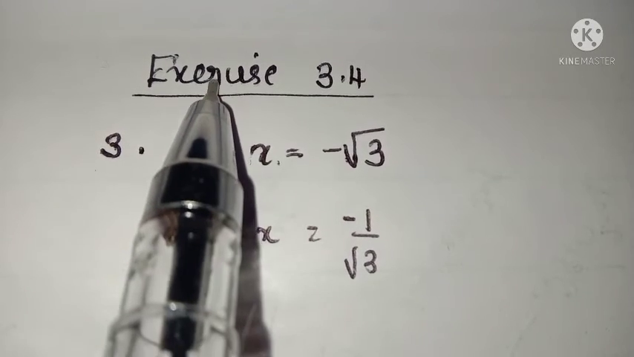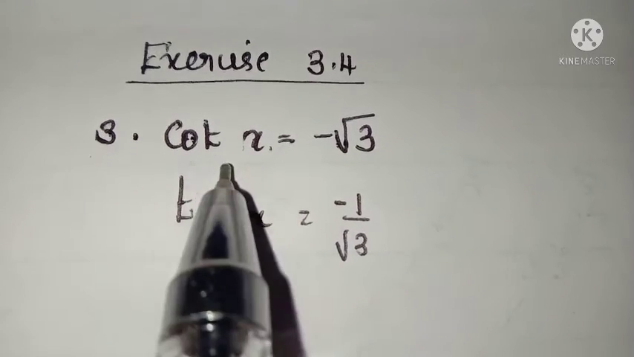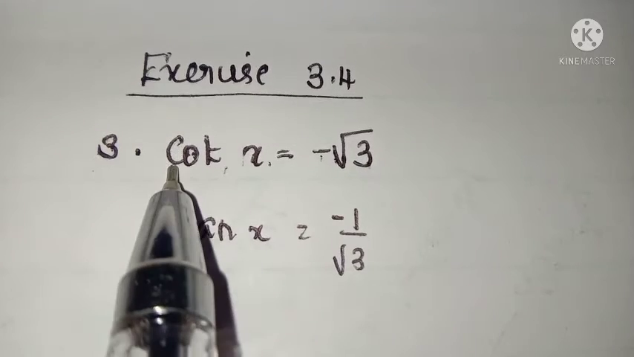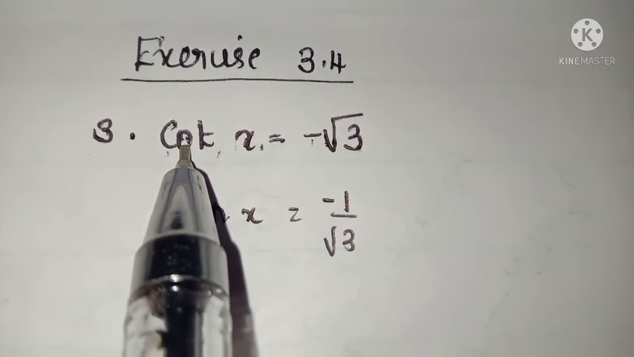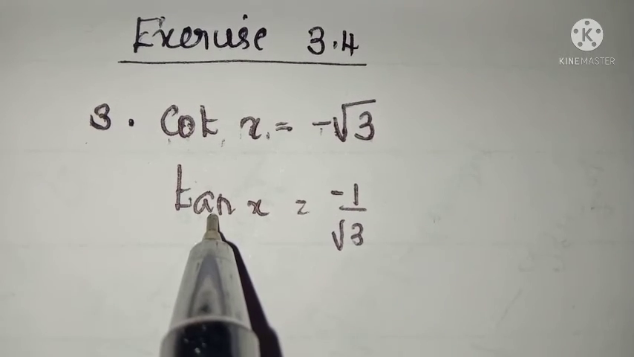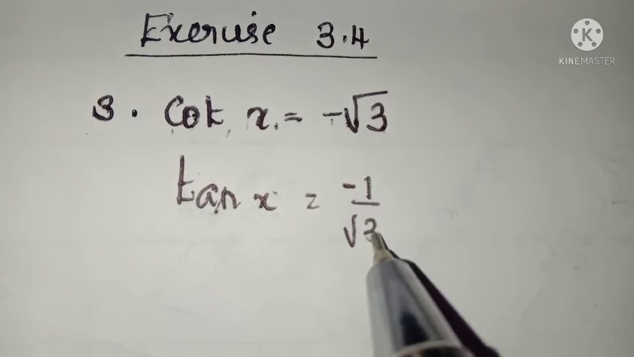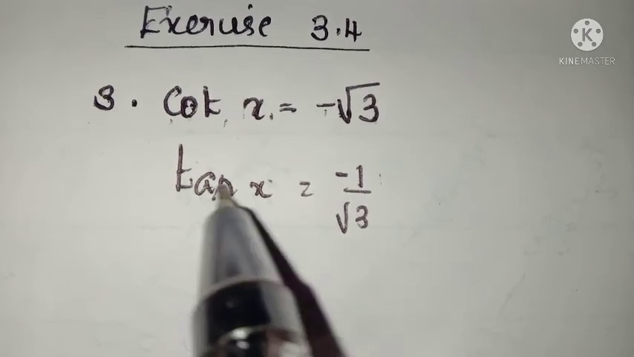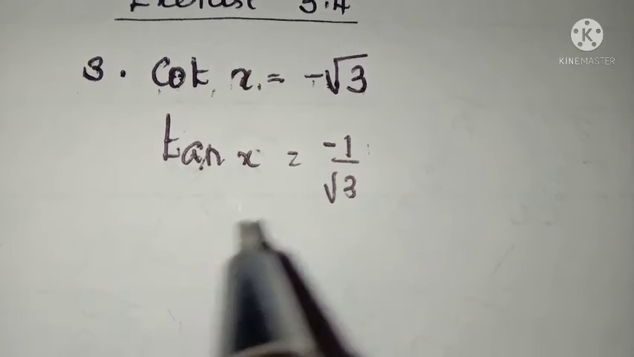Let's see some exercise questions. Exercise 3.4, question number 3: cot x equal to negative root 3. Listen, the given trigonometric equation is in terms of cot. So the first step is to convert the cot ratio into the tan ratio. So tan x equal to negative 1 by root 3. The left side is the tan ratio. We have to convert negative 1 by root 3 as tan.